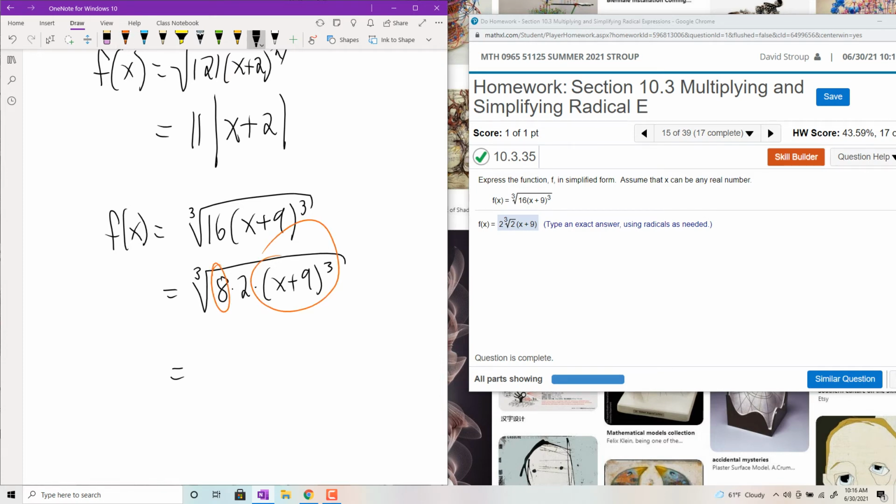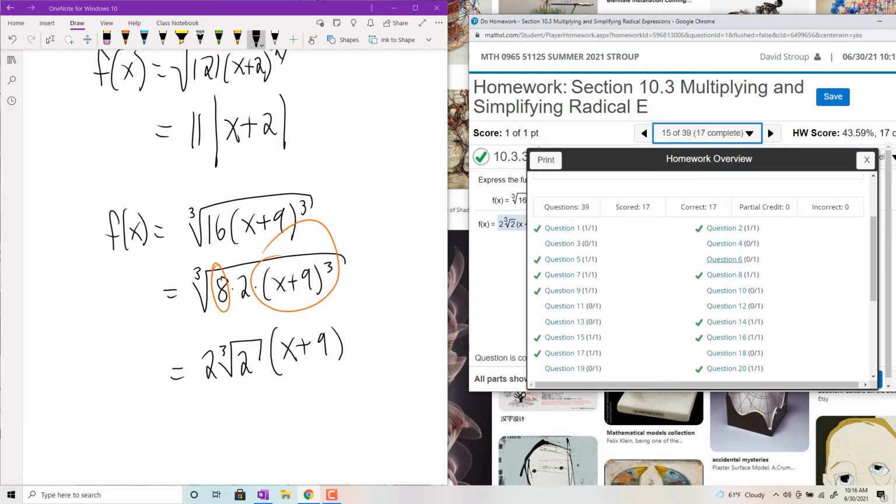So you're going to end up with 2, and the way I wrote it is maybe a little bit weird, but I always kind of put the numbers up front and variables towards the back. So 2 cube root of 2, so it's 2 times the cube root of 2 times x plus 9. And you kind of see why I put those hooks on my radicals, so I don't accidentally think that the x plus 9 is underneath the radical. So what is that, 15?